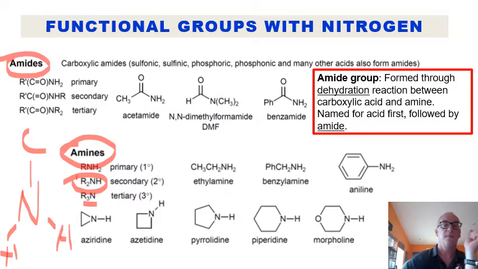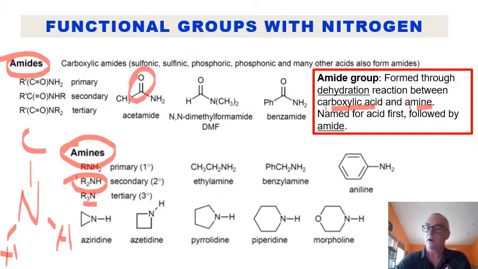Amides are formed with another dehydration reaction, this time between a carboxylic acid and an amine. So we get this bond. We get our carbonyl. Like I said, we find carbonyl over and over and over again. And this time the carbonyl is attached to an amine group. And so we name the carboxylic acid first, and then we follow it by whatever the name of the amine was. And then we call that amide.